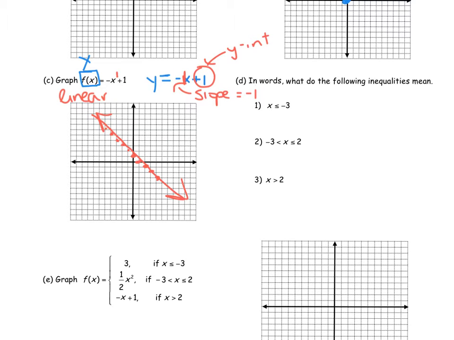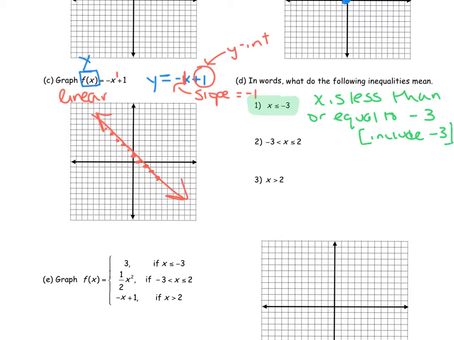Okay, so now part D says, in words, what do the following inequalities mean? So here, for the first one, take a second, read it over, and see if you know what this actually means. This means x is less than or equal to negative 3, and we include negative 3. All right, so again, we have x is less than or equal to negative 3, where we're including negative 3.